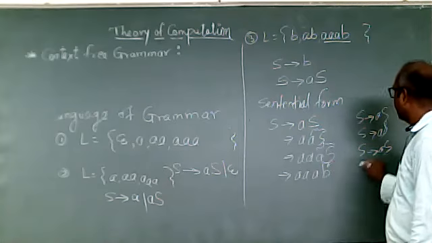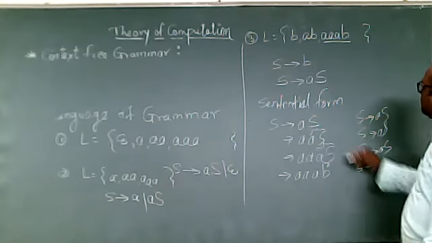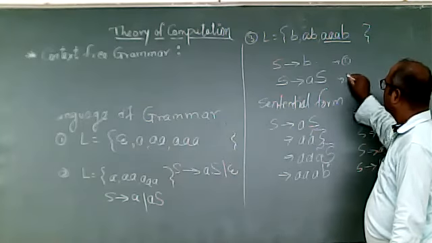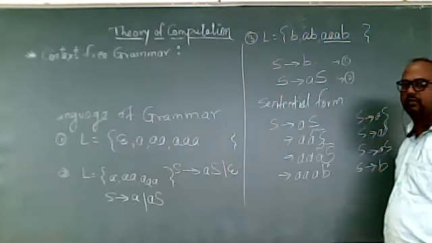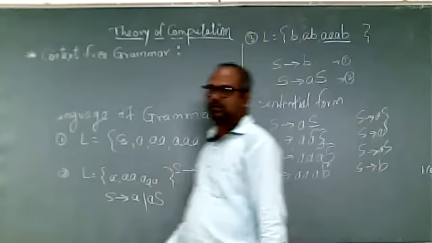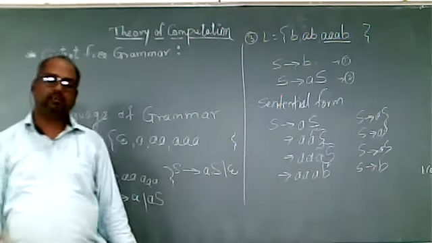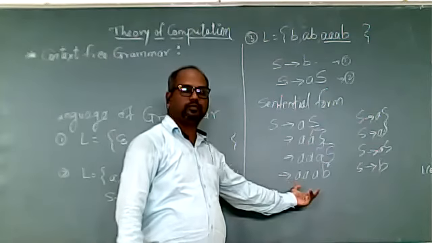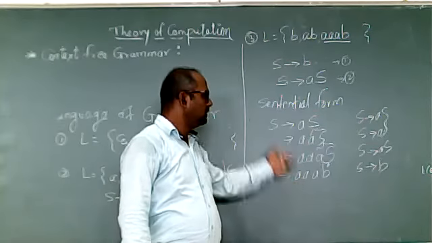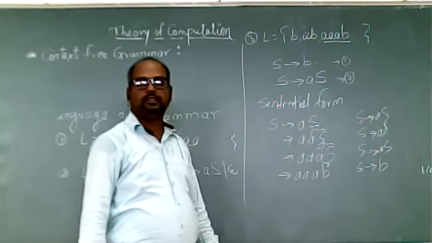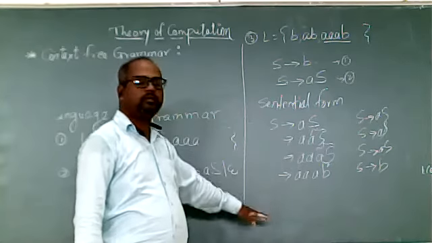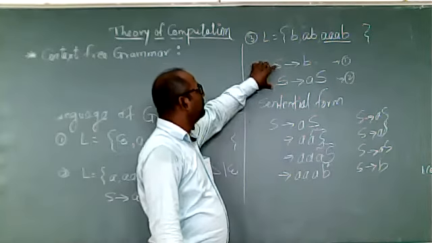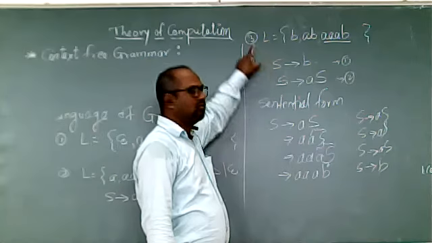So this S produces B. This production I use. I can use this production or this production, as per my requirement, to generate the string. If that string belongs to that language, then only I can produce that string. Otherwise, no. Okay. So this is the sentential form for generating this string, and this is the grammar for this language.